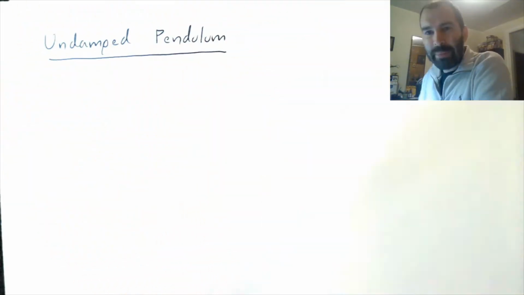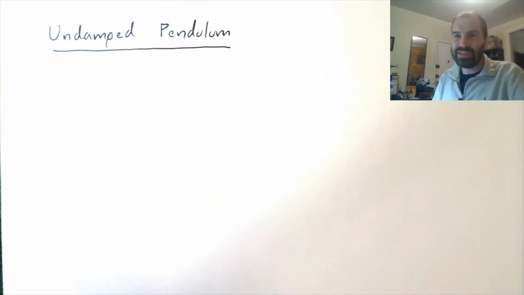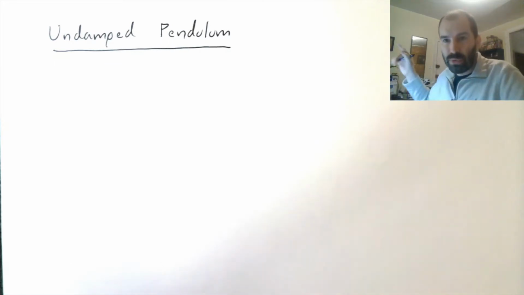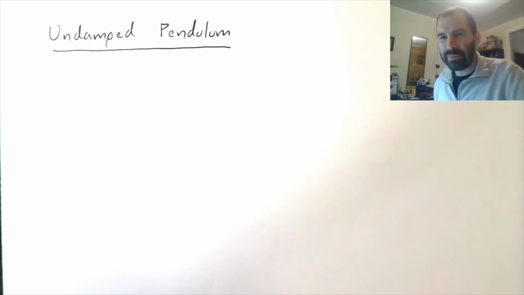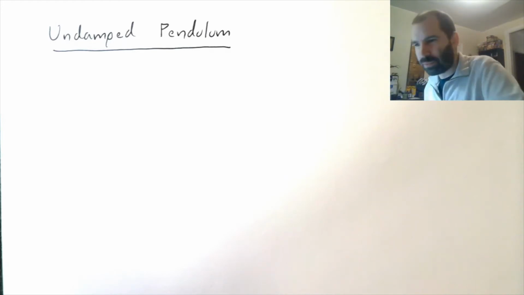Well, what would a damped pendulum be? Well, it may have wind resistance. You might be swinging the pendulum through some viscous liquid, like through oil or something. Then you might have a damped system. And there's ways to write that down, but we're going to do an undamped.